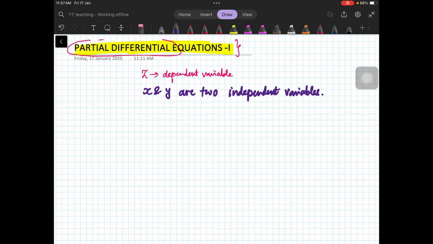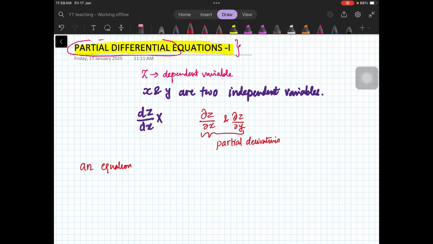Then we do not talk about ordinary derivatives. In this case, we don't talk about ordinary derivatives. We talk about partial derivatives like curly z by curly x and curly z by curly y. So these are the partial derivatives, and then an equation which contains the independent variables.